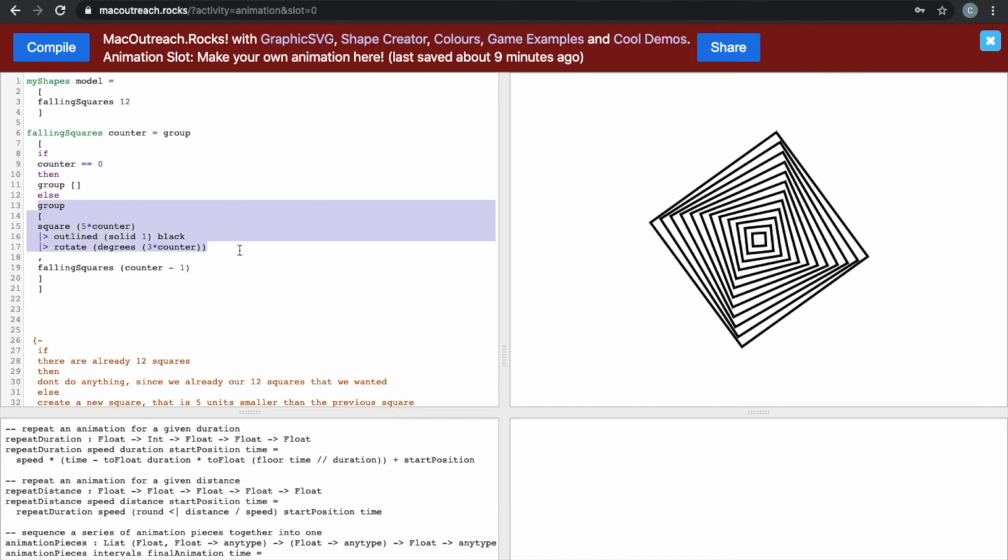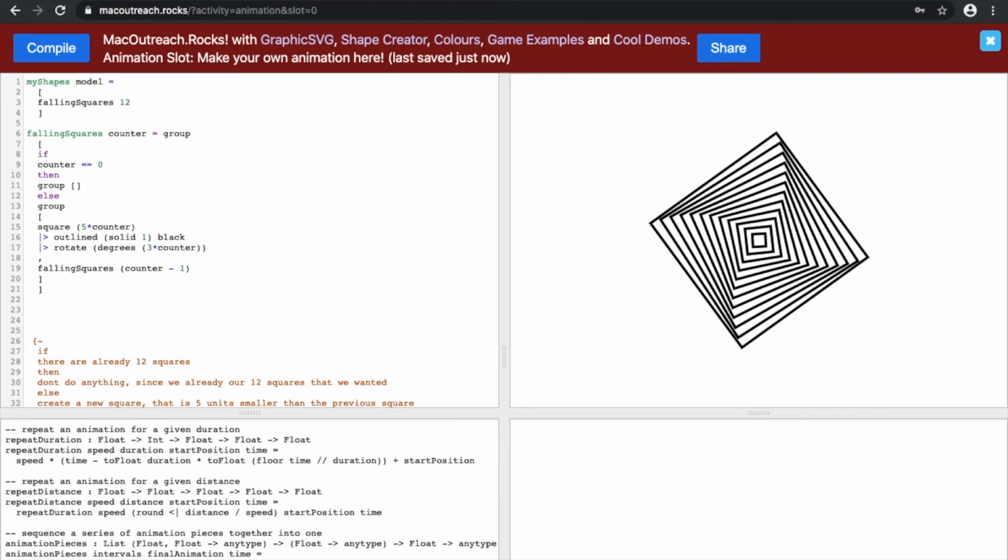A square of size 5 times 11 gets created, and it's rotated by degrees 3 times 11. Then another square gets defined, but this time with the input 11 minus 1, which means that the input now is 10. 10 does not equal 0, so then it doesn't get grouped like this. Instead, a square of size 5 times 10 gets created, and it's rotated by degrees 3 times 10. And then so on and so forth until finally this part is true. And when it is true, then the then part of the statement, aka do nothing and just group all the squares together, finally gets executed, and we're done with our fallingSquares function.